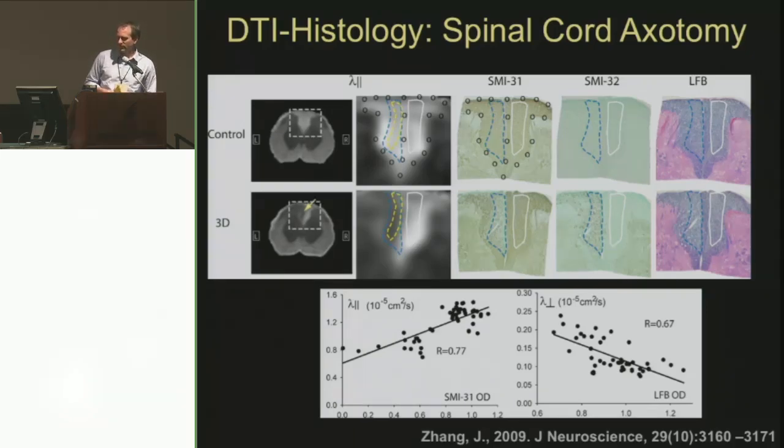where they did this ex vivo, one can see at 3 days there's a dramatic reduction in the parallel diffusivity here. And they did a nice job of correlating that with their histological measurements. So the SMI 31 and 32 stain for normal and abnormal axons, and the Luxol fast blue on the far right stands for myelin. And so they showed a nice correlation between the parallel diffusivity and their axonal counts, as well as radial diffusivity and their myelin stain.